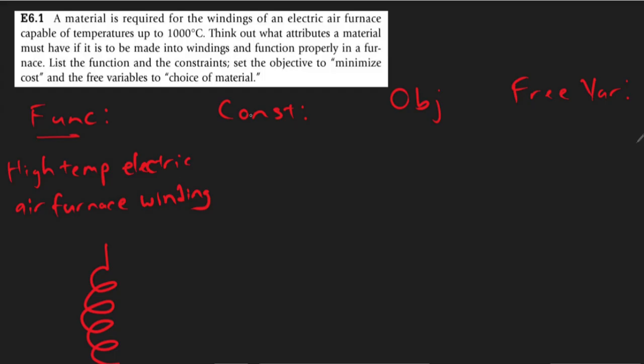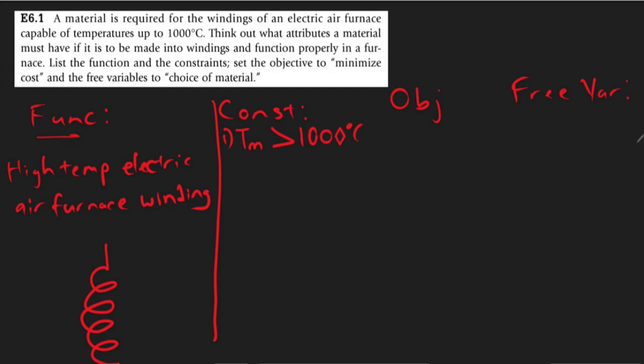If you look at the question, the first constraint is something that must be met before you select the material. It says it is capable of temperatures up to 1000 degrees C. So the temperature of the material, this is function. So constraint 1, the melting temperature Tm must be greater than 1000 degrees C.